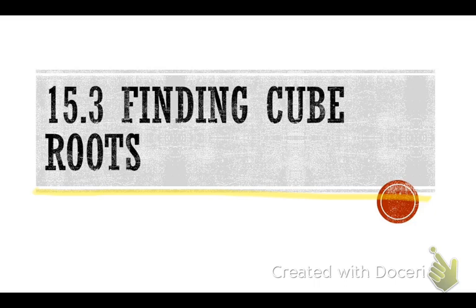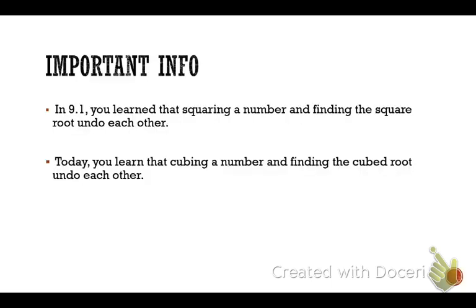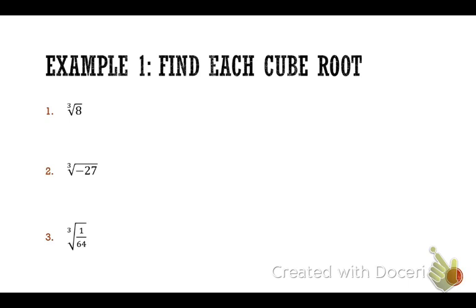All right, some important information. This is supposed to say 15; that's a typo. In section 15.1, I think it says it in your notes, you learned that squaring a number and finding the square root undo each other. A very similar concept is going to happen in 15.3. Today, you learned that cubing a number and finding the cubed root undo each other also. Those are inverse operations. That's really important.